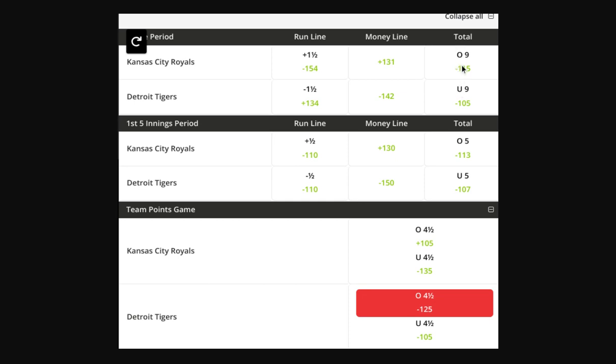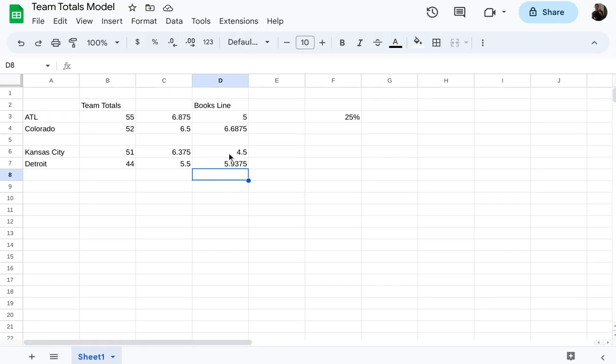The overall total is 9 runs. So if Detroit scores 5, more than likely they're going to win this game. And you only have to lay minus 125 in comparison to laying minus 142 for Detroit to win overall. So I think that's a much better way to handicap that. And we'll do the same thing here again.